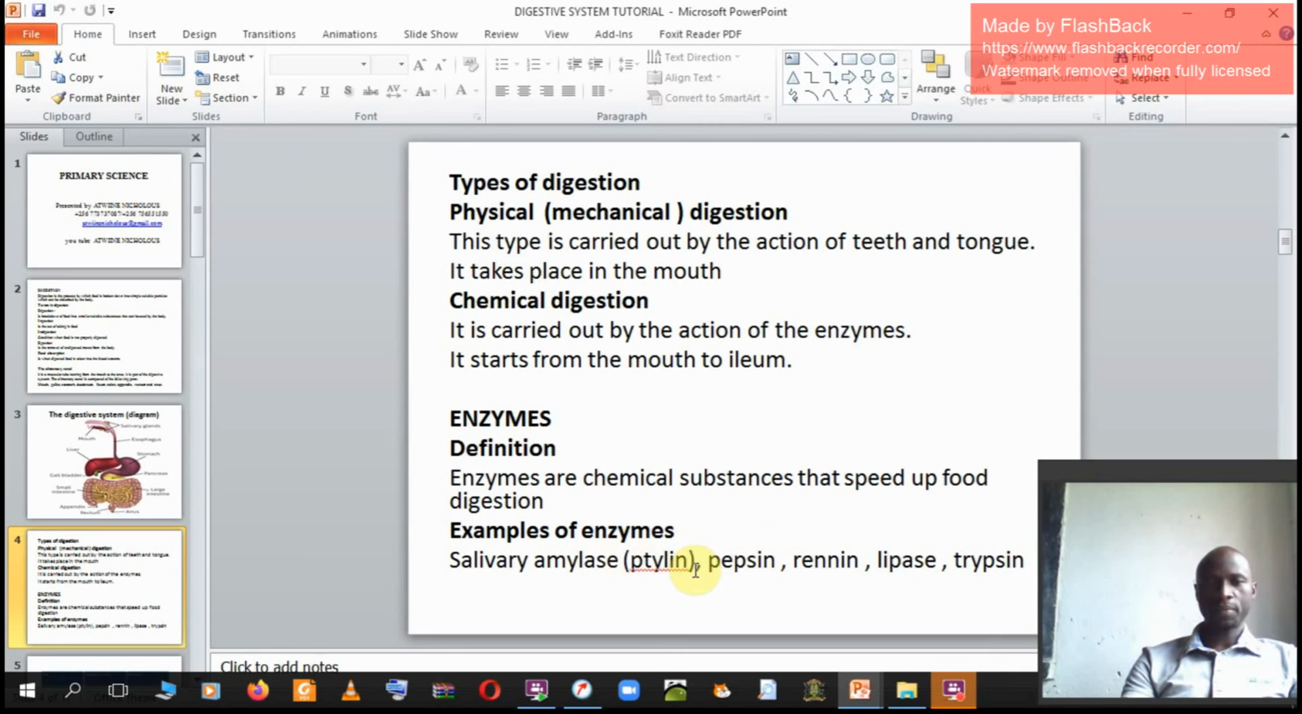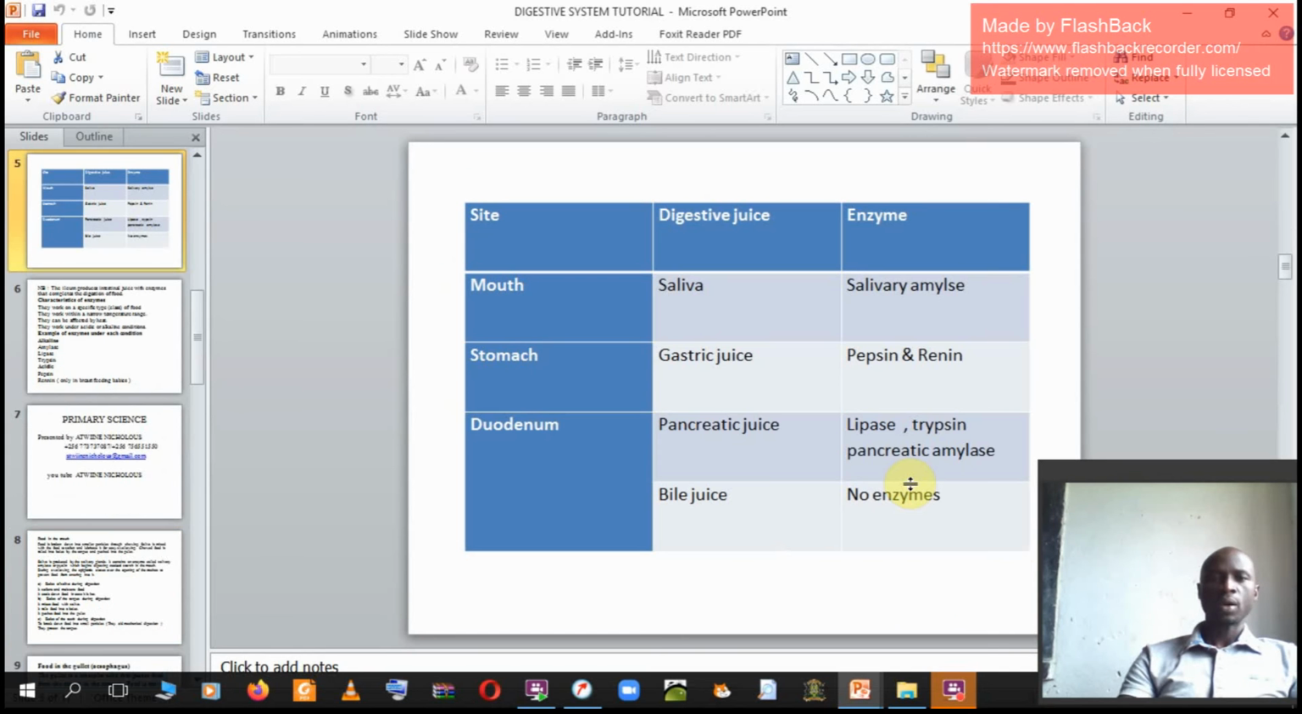We have examples like salivary amylase. This one is sometimes called ptyalin, and it is found in the mouth. It acts on cooked starch. Pepsin and renin are found in the stomach. They act on proteins. Lipase and trypsin are found in the duodenum. We progress and see those different digestive enzymes and where they are located, and what produces them.